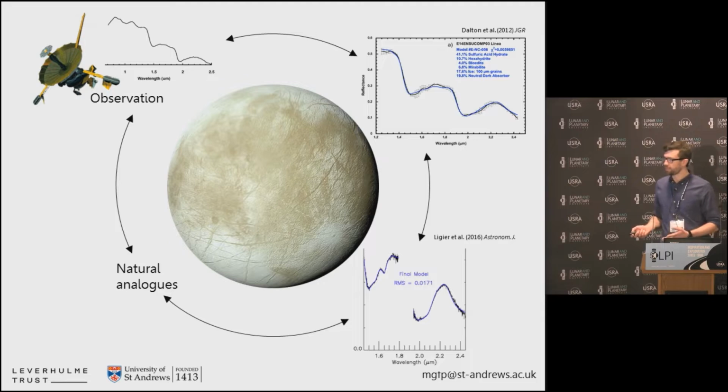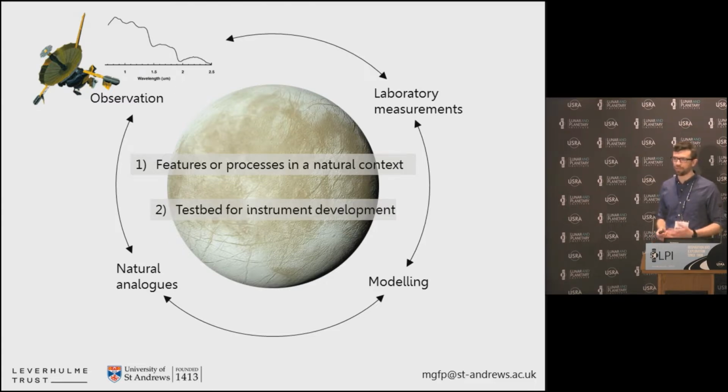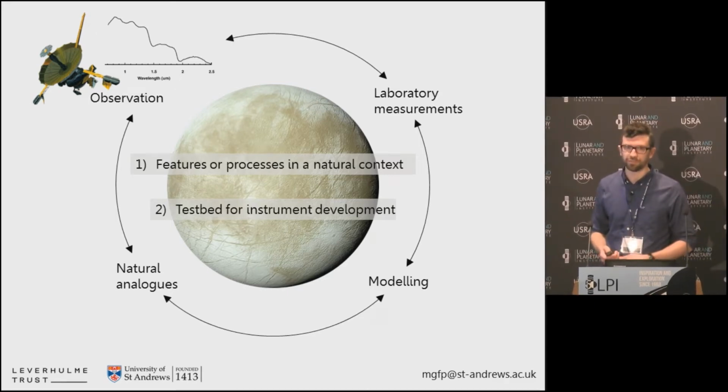But I'm here to argue that natural terrestrial analogues could and should potentially provide a crucial part of this conversation. Natural analogues allow us to do two things. We can, first of all, look at a feature or a process in its natural geological or geochemical context and study it in detail here on Earth. And also, equally as important, it gives you a test bed for the development of future instrumentation or future analytical protocols for upcoming missions, especially landed missions.